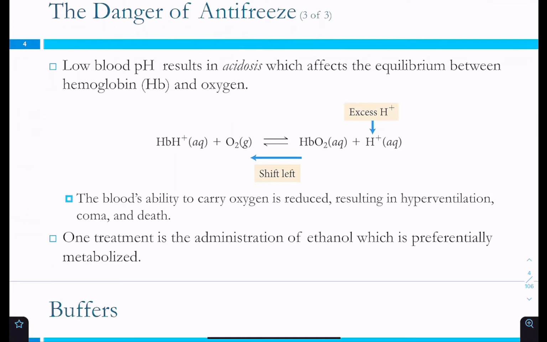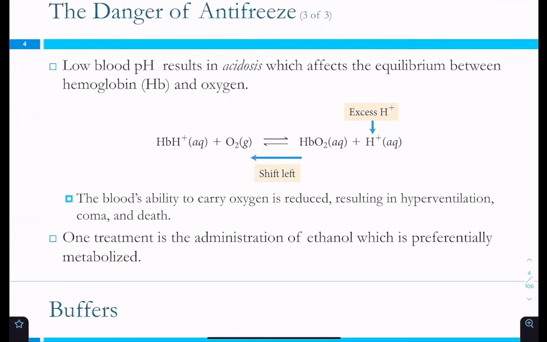One of the problems with this, and there are many, because your blood is everywhere, so if the pH changes, it affects everything, is the hemoglobin, or the ability of hemoglobin to bind to oxygen, right? So if we increase the concentration of H plus hydronium, it's going to shift this equilibrium to the left, forcing hemoglobin to give up oxygen rather than bind it and carry it to the rest of your body.